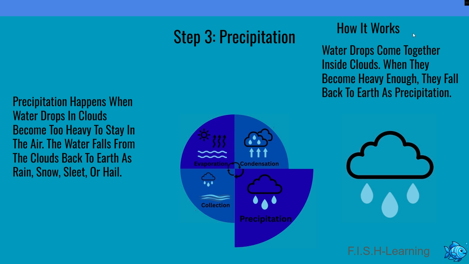Step 3. Precipitation. Precipitation happens when water drops in clouds become too heavy to stay in the air. The water falls from the clouds back to Earth as rain, snow, sleet, or hail. How it works: water drops come together inside clouds. When they become heavy enough, they fall back to Earth as precipitation.